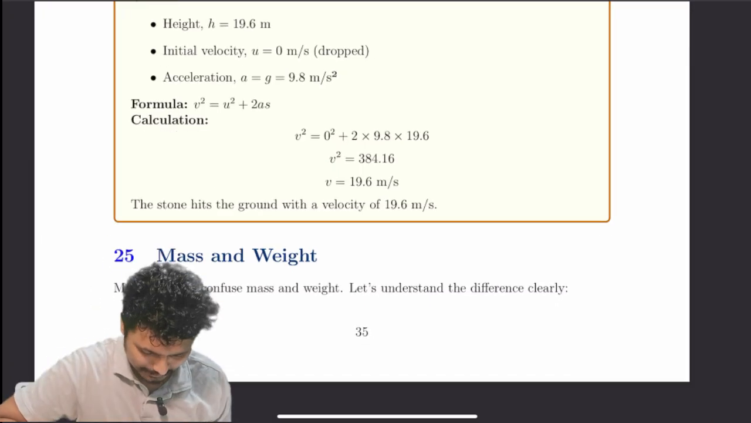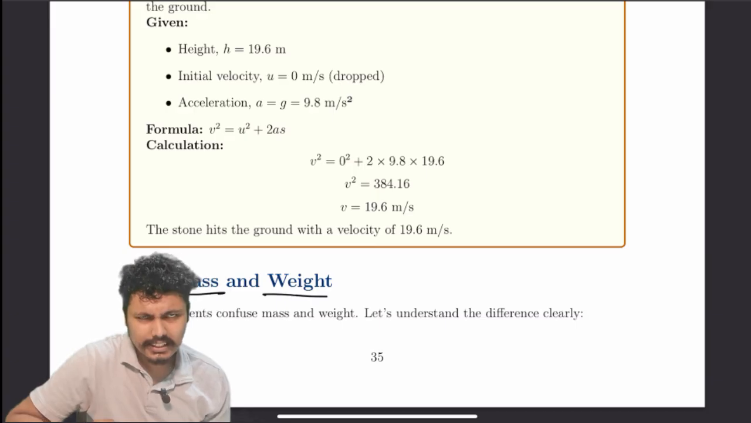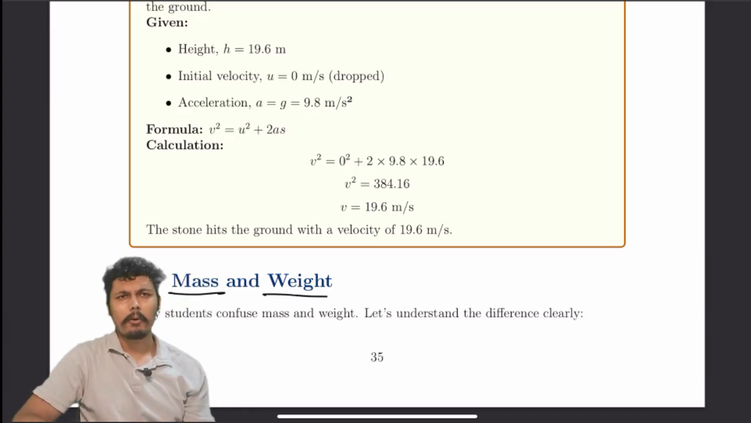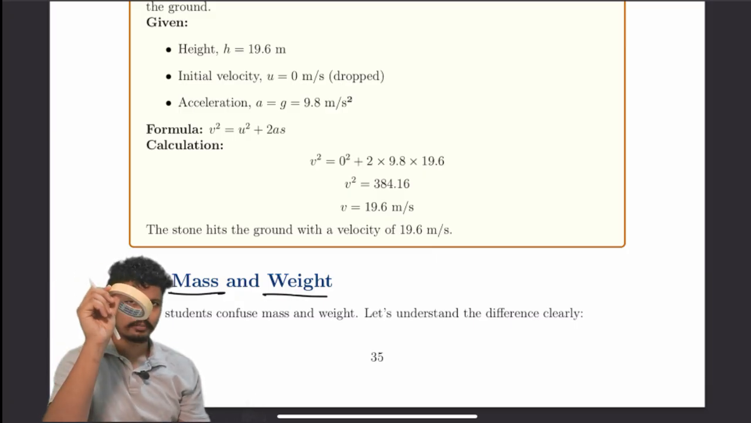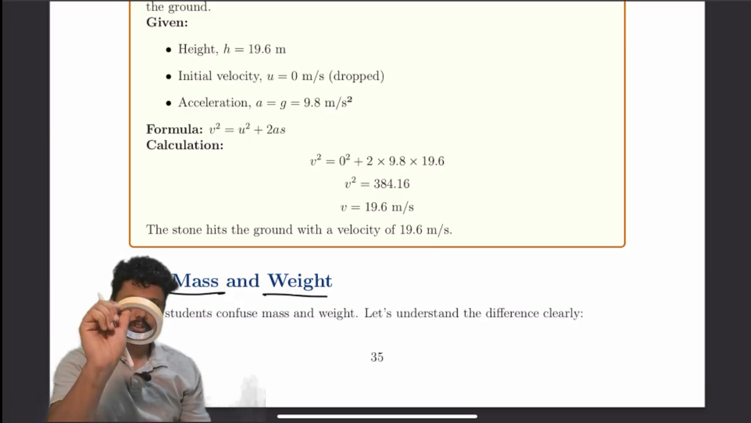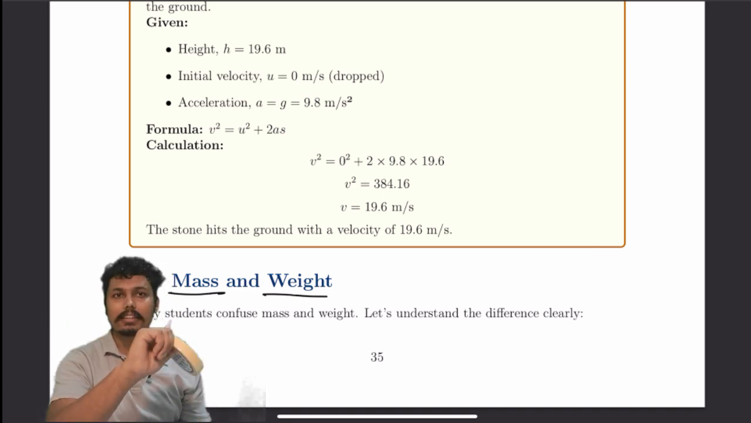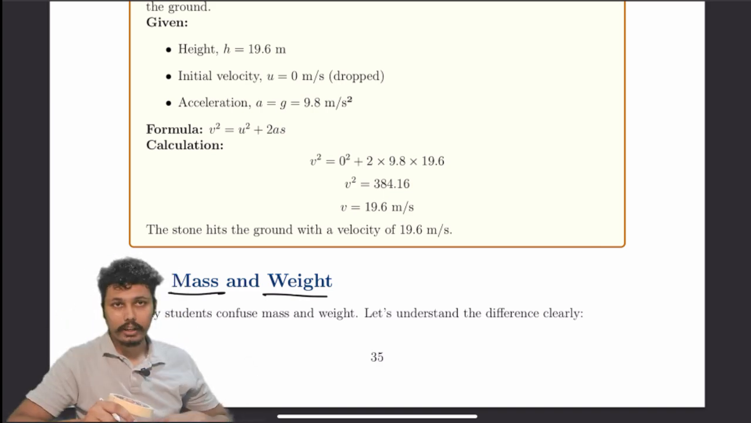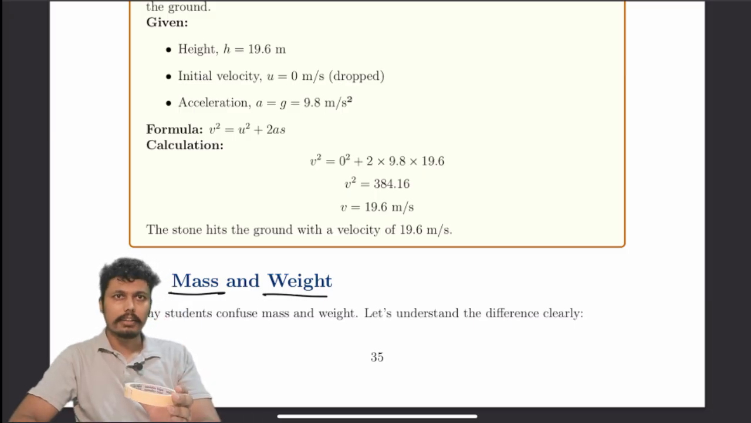Let's go next. We have already discussed mass and weight in the previous chapter also. What is mass and what is weight? Take anything, let's say this one. It has some mass. It is made up of something, right? It's not empty. So it has some mass. So what is weight? Weight is how much force the earth is pulling this one. So what is the difference?